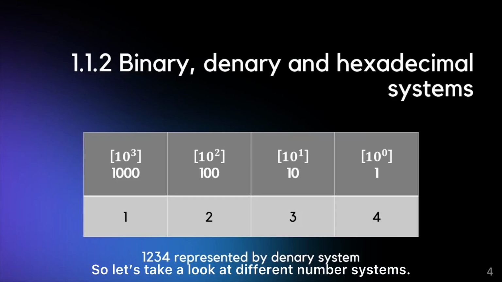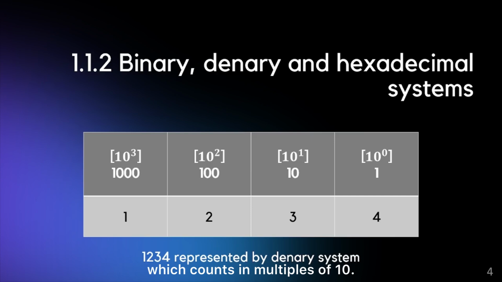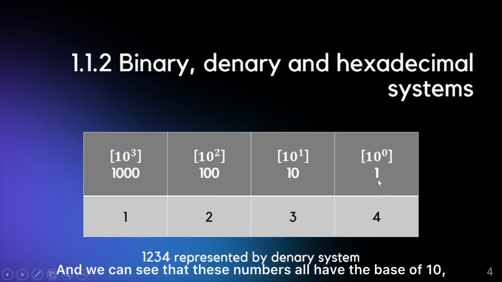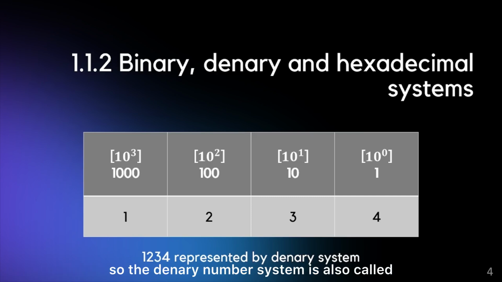So let's take a look at different number systems. The system that we usually use in our real lives is the denary system, which counts in multiples of 10. Let's look at an example of the representation of a denary number system. Here we can see that the number 1234 is composed by 1 × 10 to the power of 3, 2 × 10 to the power of 2, 3 × 10 to the power of 1, and 4 × 10 to the power of 0. And we can see that these numbers all have the base of 10. So the denary number system is also called a base 10 number system.